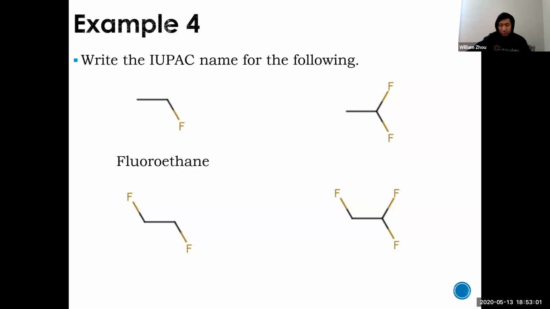So if you have just 1 substitution, you don't need the 1 because it's got to be on carbon 1 by definition. So this is fluoroethane. That's it, no 1. But what about the second one? Do I need the 1 for the second one, if you have 2 substitutions?